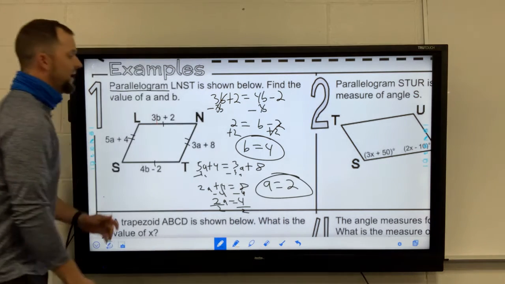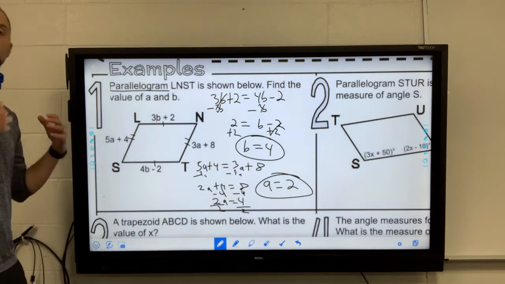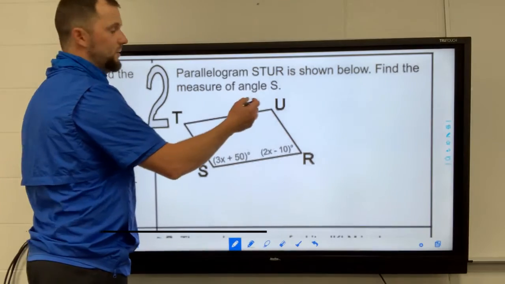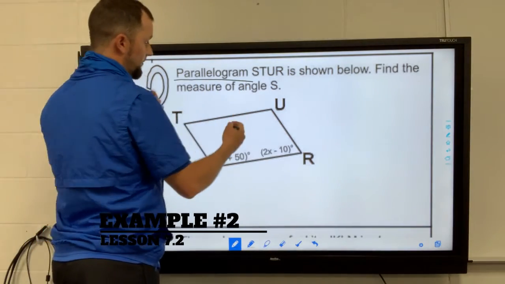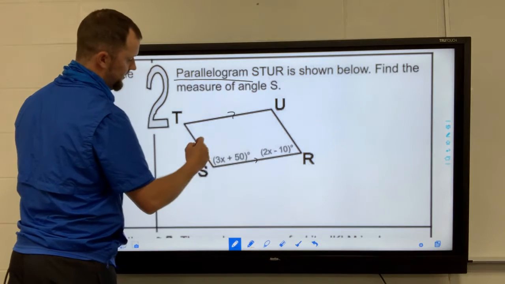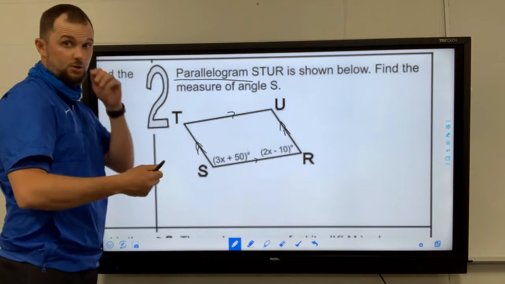So ladies and gentlemen, I set both of these expressions equal because opposite sides are congruent in a parallelogram. All right, guys, so for example number 2, they're giving us a parallelogram. What I know in a parallelogram is that my opposite sides are parallel to each other, and also the opposite angles are congruent to each other.